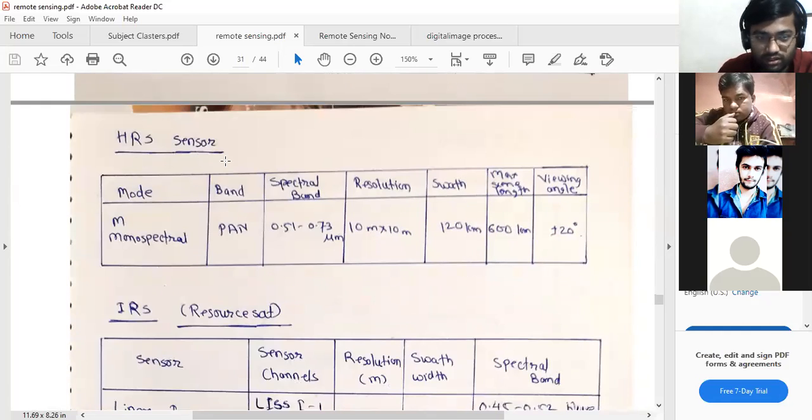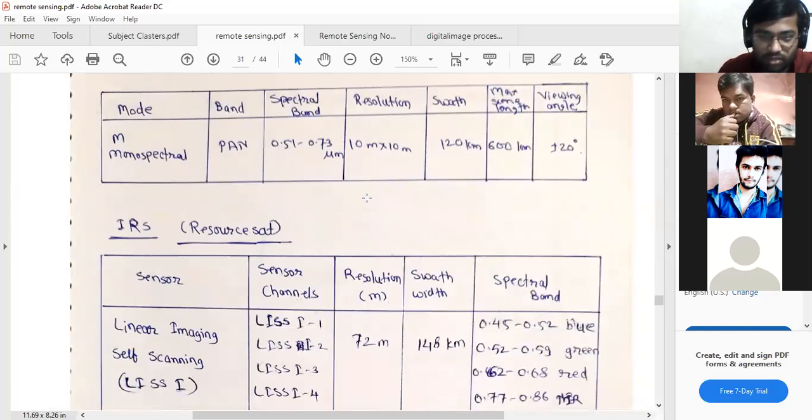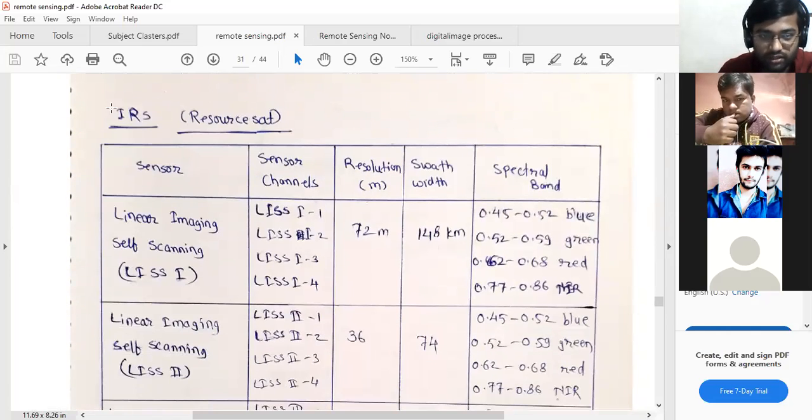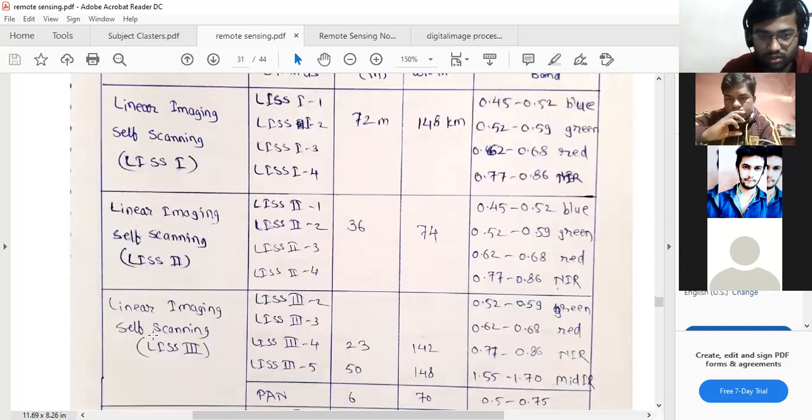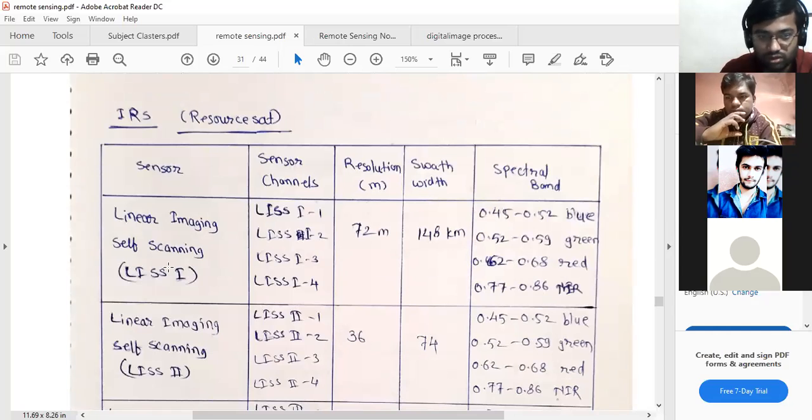Then again we have HRS sensors: band, swath, resolution. IRS, Indian Remote Sensing Satellite. The IRS system is important. This is the Indian system, and nowadays we are still using this system with some modifications. Linear imaging self scanning, LISS 1. Nowadays we mostly use LISS 3, linear imaging self scanning third. In LISS 1 we use 72 meter resolution. In LISS 2 we use 36 meter resolution.